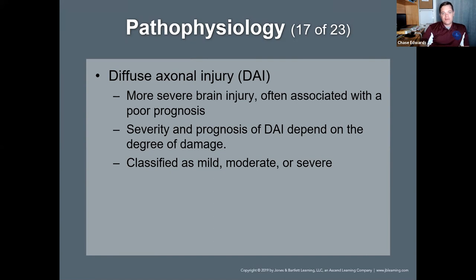So next up is diffuse axonal injury. So that's going to be associated or similar to a concussion.